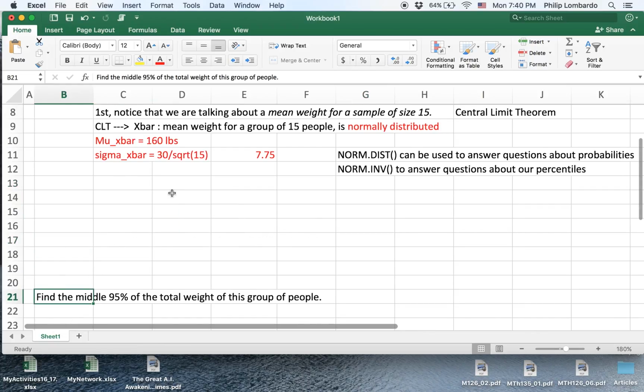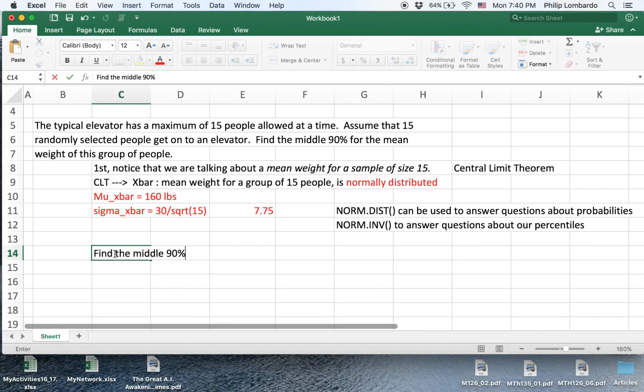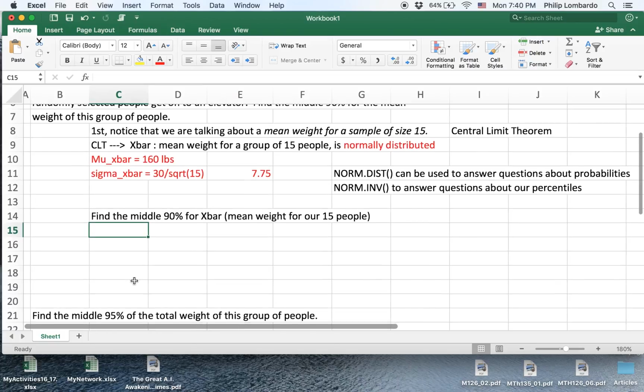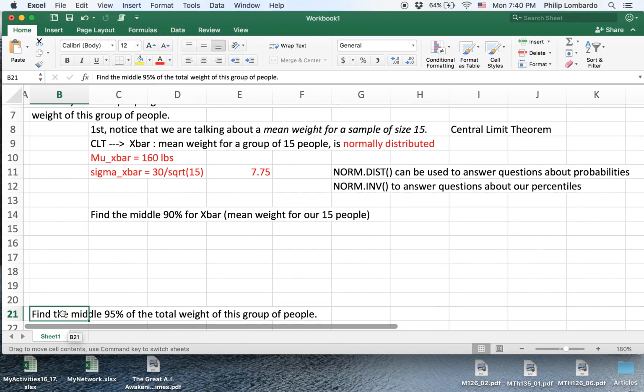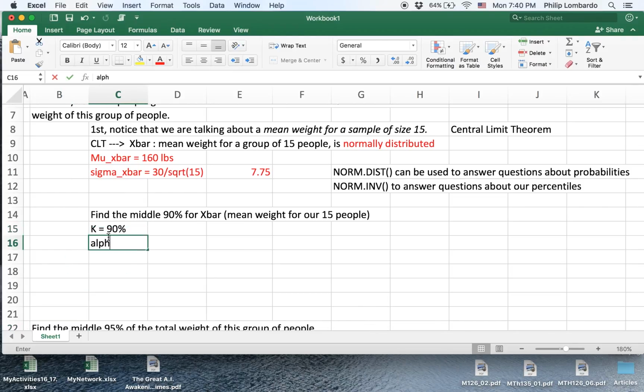But here's what we want to do. We want to use our usual process with these parameters to find the middle, in this case 90%, for the random variable x bar, which is really just the mean weight for our 15 people. So the process is exactly the same as we've seen before. The k value in this case is 90%, which means our alpha is going to be the remaining 10%.